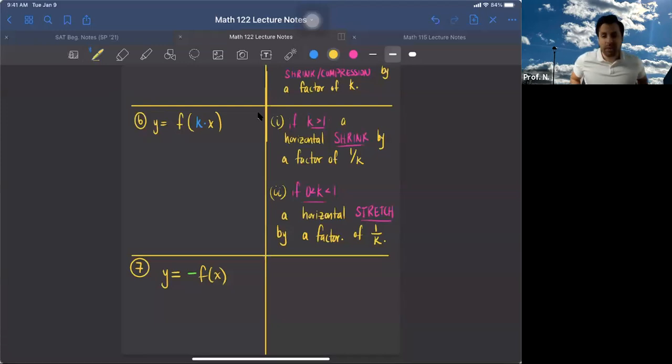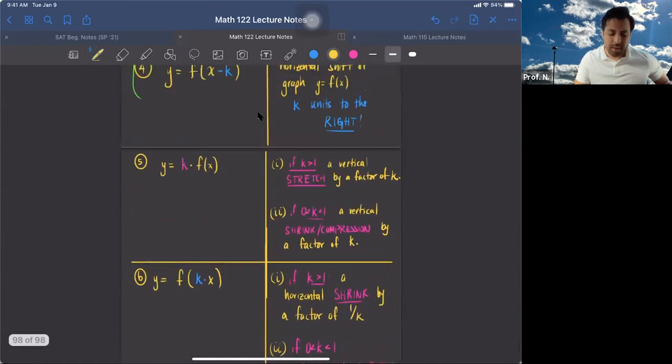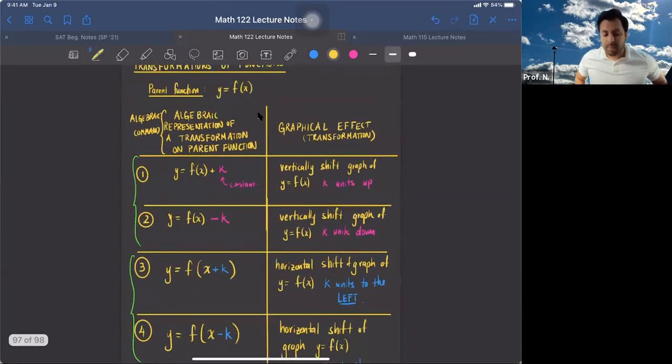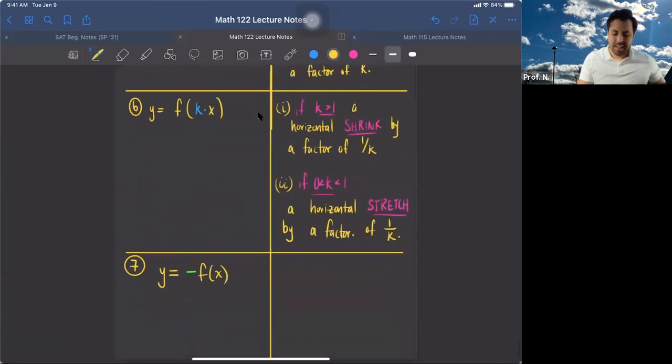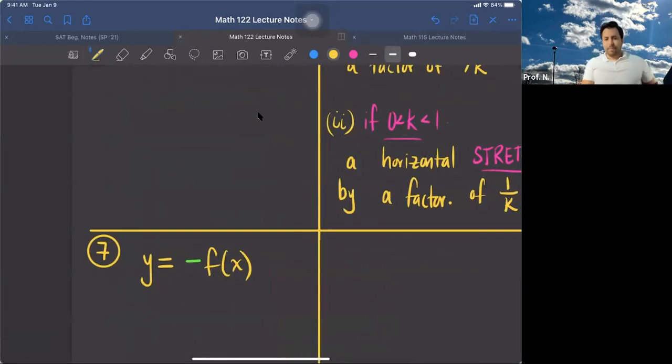So remember, we shifted up or down if we add a number. If we look at commands 1 and 2, we shift up or down when we add or subtract a number. But this is much different. This is a negative symbol in front, so it's not going to be a shift.